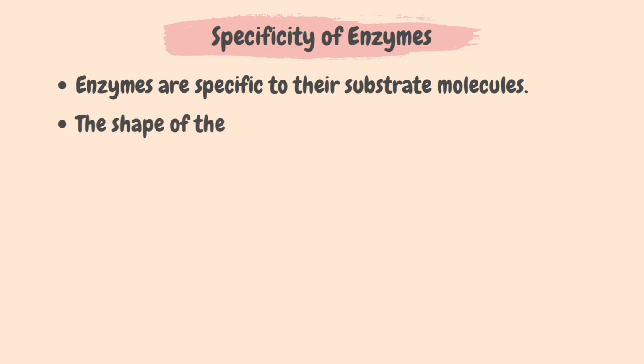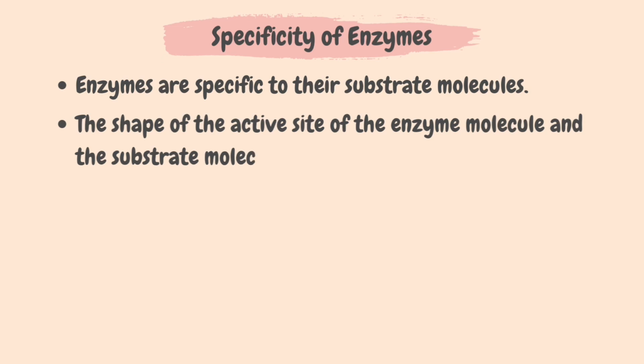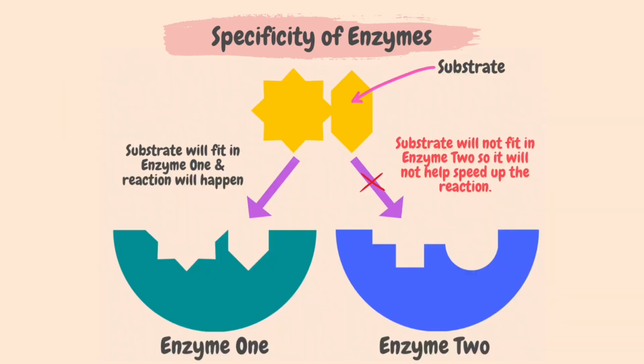The shape of the active site of the enzyme molecule and the substrate molecule are complementary. So, as demonstrated in the diagram, the yellow substrate has a shape that pairs perfectly with the shape of enzyme 1's active site. The enzymes and substrate molecules have complementary shapes, like two pieces of a jigsaw puzzle, so they fit together. This is also known as the lock and key mechanism.